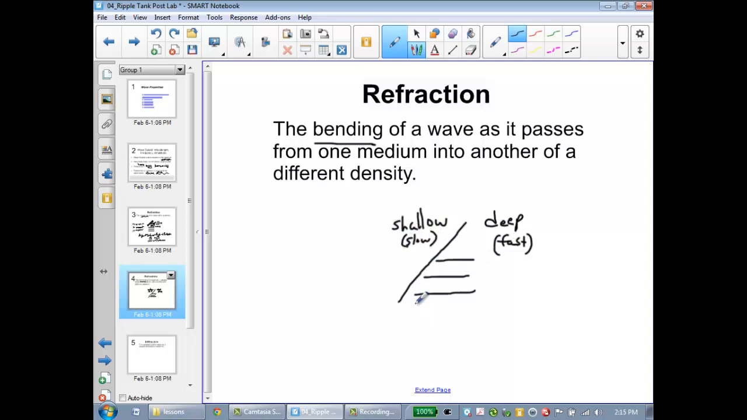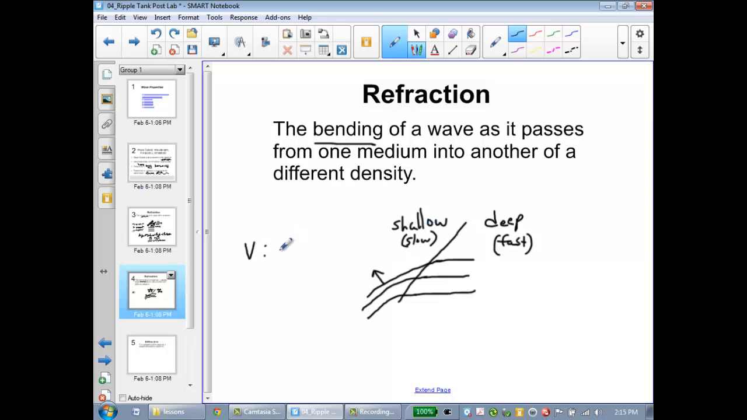Because these wave crests are connected, when the crest reaches the slow water, it will slow down. But the part that's still in the fast water will race ahead, and it will cause it to bend a little bit. So the wave actually travels in a different direction. And that's what we call refraction.